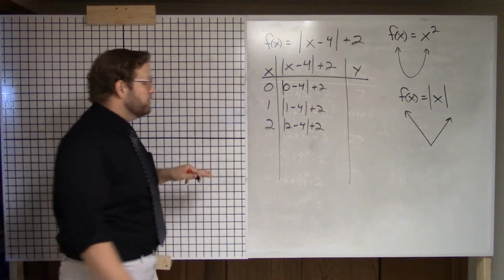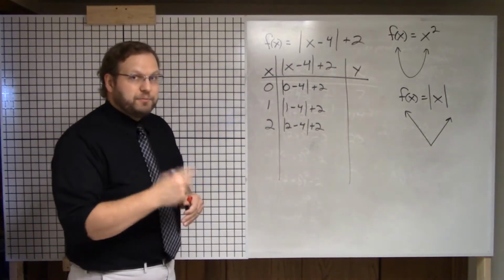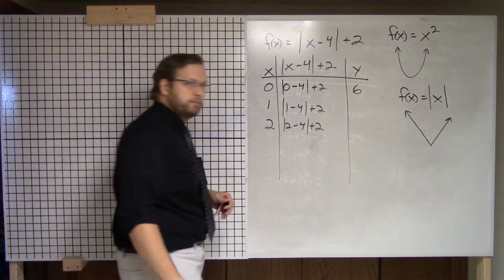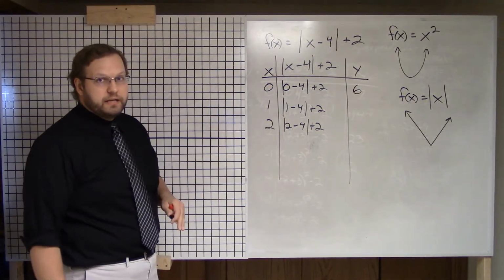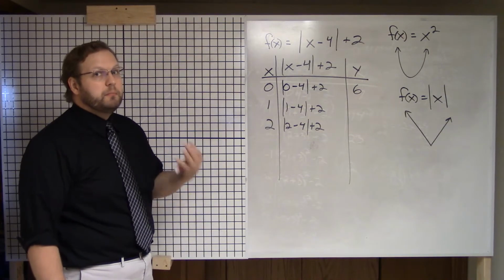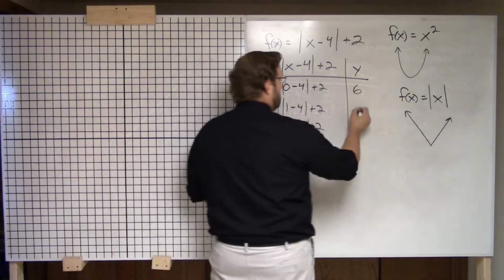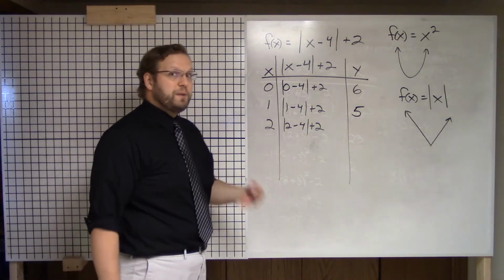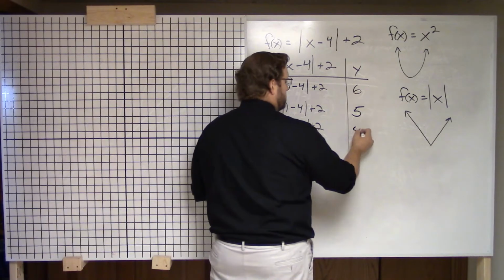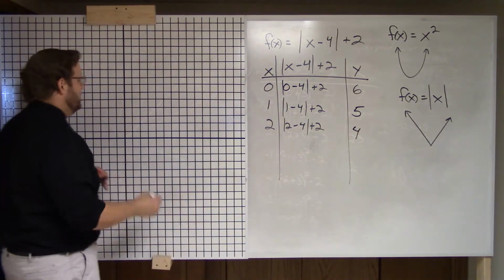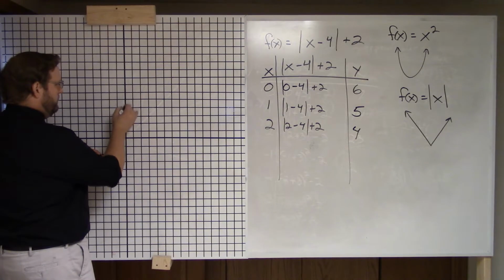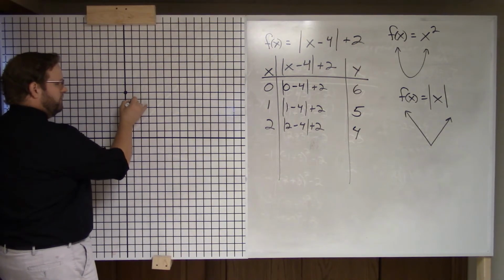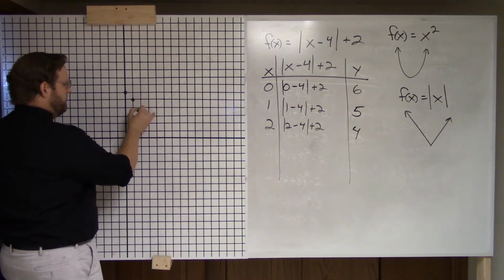Okay? That first one, 0 minus 4 is negative 4. Absolute value of negative 4 is positive 4. 4 plus 2 is 6. 1 minus 4 is negative 3. Absolute value of negative 3 is positive 3. 3 plus 2 is 5. 2 minus 4 is negative 2. Absolute value is positive 2. 2 plus 2 is 4. Let's see what we get. We've got 0, 6. 0, 2, 4, 6. We've got 1, 5. We've got 2, 4.